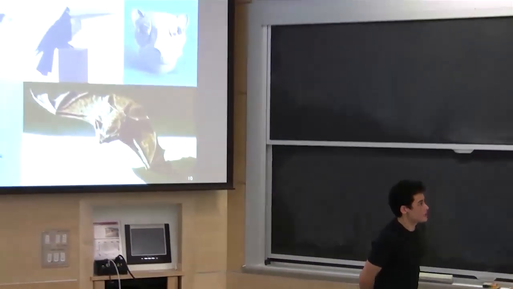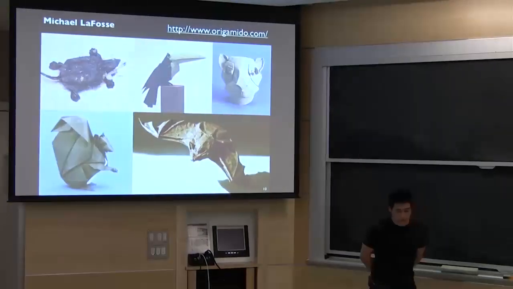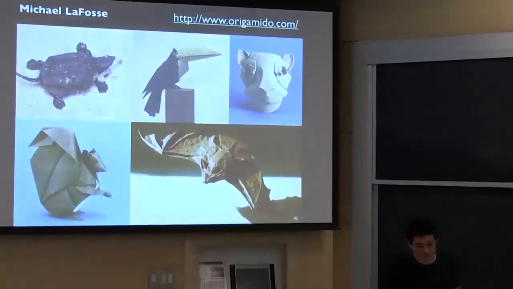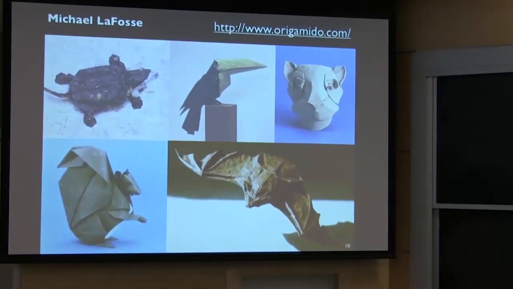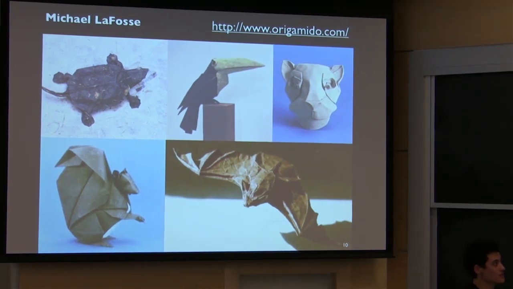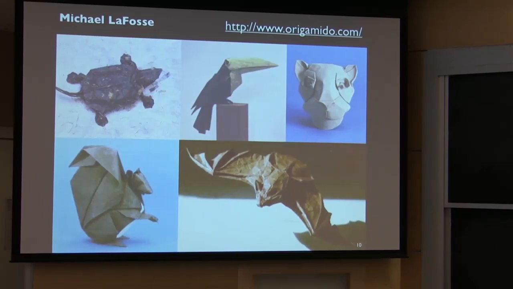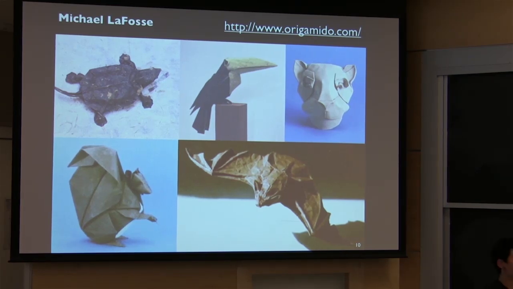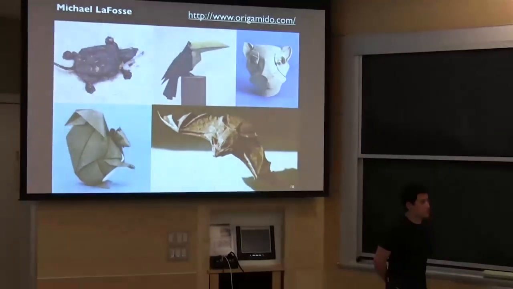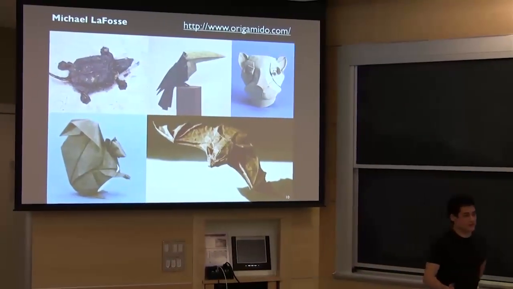Here's another good example, Michael LaFosse. He's a paper folder who actually resides here in Massachusetts. He's in Haverhill, something like that, Massachusetts. He is unique among origami designers in the fact that he is also an avid paper maker. So he actually makes a lot of the media which he folds, and that gives this intimate relationship between the life cycle of the paper.